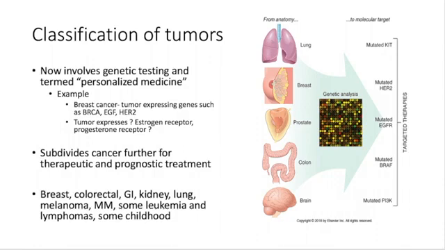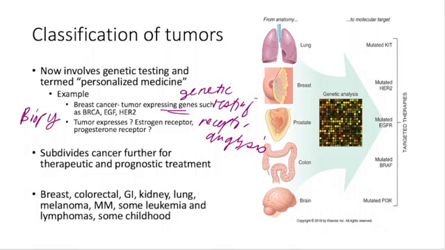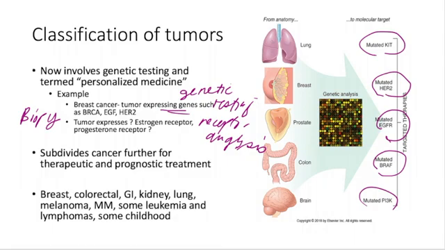An example would be breast cancer, where the tumor is expressing genes such as BRCA1 or 2, epithelial growth factor, HER2 receptors, progesterone receptors, estrogen receptors, and then there is something called triple negative, which means that it has none of those features. This is where genetic testing comes in and receptor analysis. And this is all done after biopsy. So this further subdivides the cancer for therapeutic and prognostic treatment, so we can get a lot more personalized with how we're going to treat the cancer. And that's where genetics is high yield.